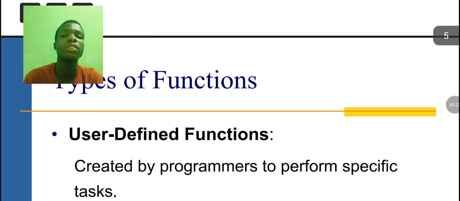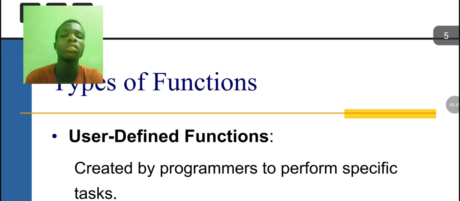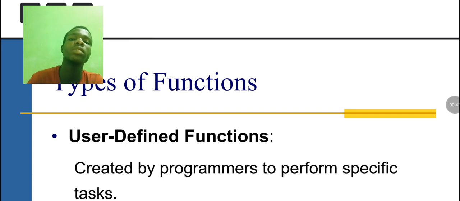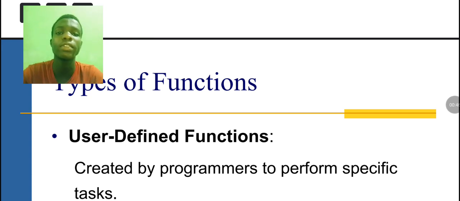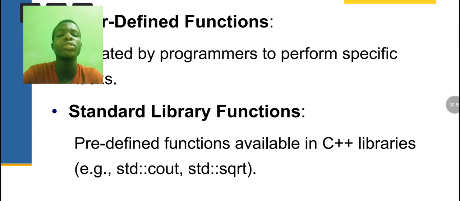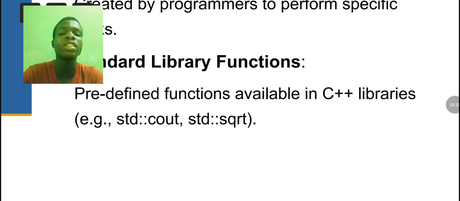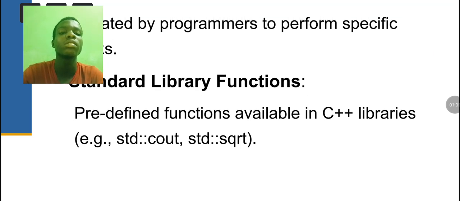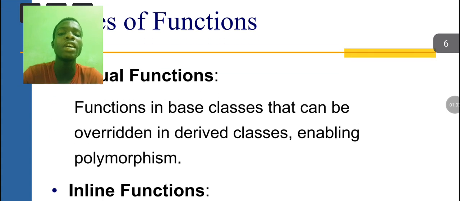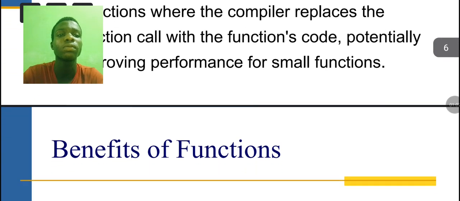We have types of functions. One is the user-defined function, which is created by programmers to perform a specific task. We have the standard library function, which are predefined functions available in C++. They are already defined in C++ libraries. An example is cout. You also have virtual functions, then inline functions.